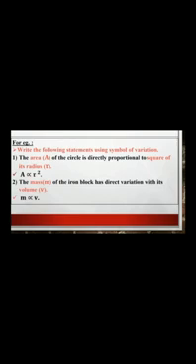Now, see the second example. The mass. Now, for mass, what variable have they used? M. Of the iron block has direct variation with its volume. For volume, which variable? V. Yes. So, how will you write?